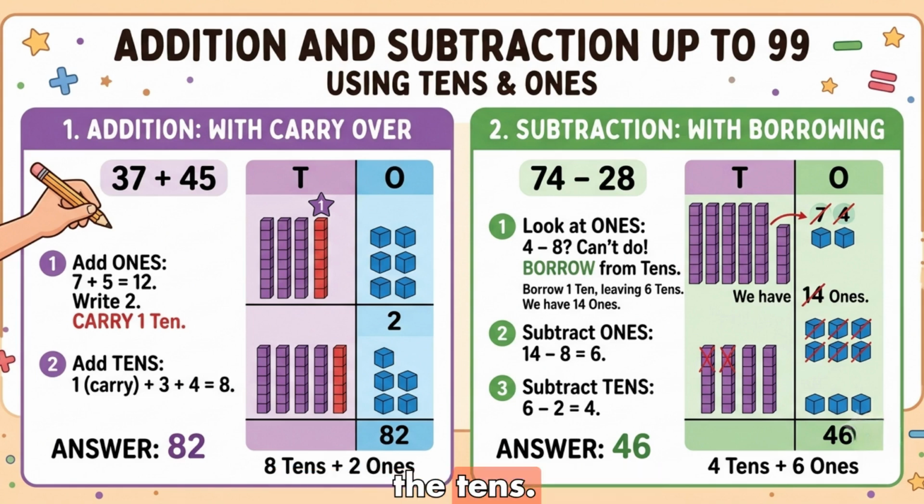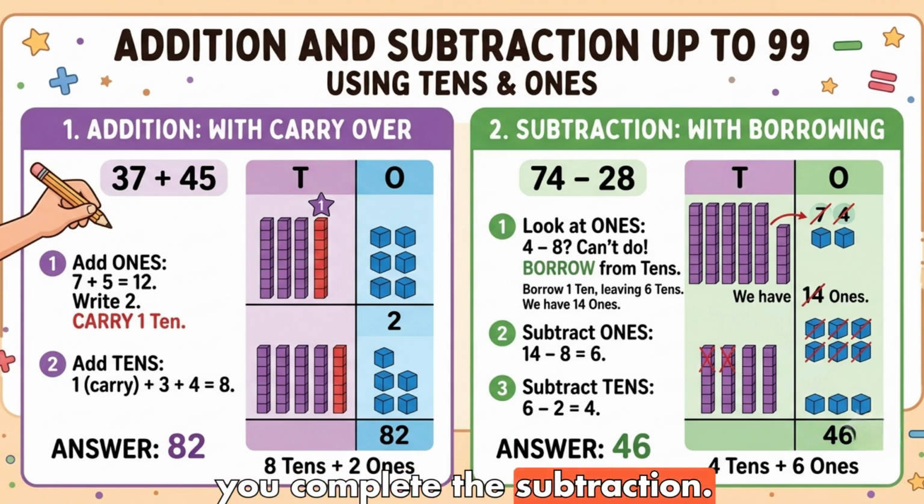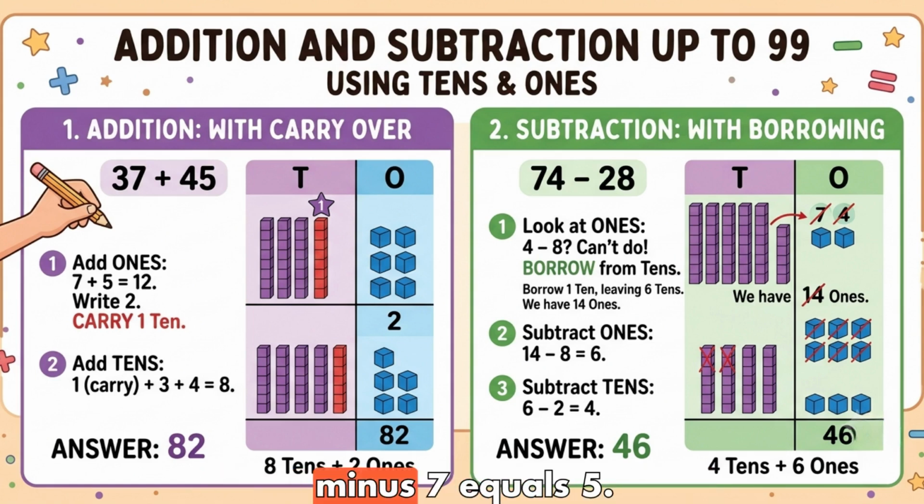Third, you borrow from the tens. You take 1 ten from the 6 tens, which leaves 5 tens. That borrowed 1 ten is equal to 10 ones. You add those 10 ones to your original 2 ones to get 12 ones. Fourth, you complete the subtraction. In the ones column, 12 minus 7 equals 5. You write down the 5. In the tens column, 5 minus 4 equals 1. You write down the 1. The final answer is 15.